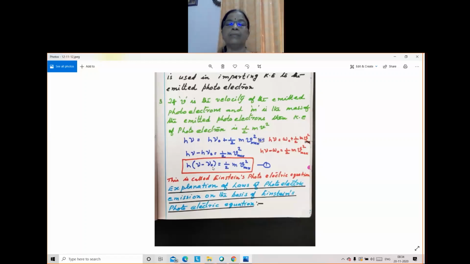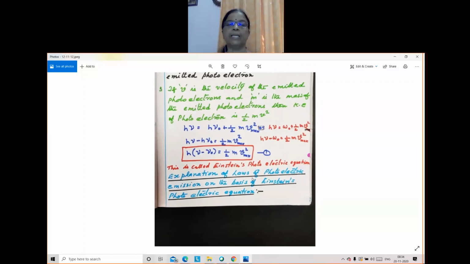Then half m v max square is the kinetic energy, and v max is the maximum velocity of the electron. Okay, this is Einstein's photoelectric equation. What is h here? Planck's constant. Nu, frequency of the incident radiation. Nu 0, threshold frequency. M, mass of the electron. V, velocity of the electron.